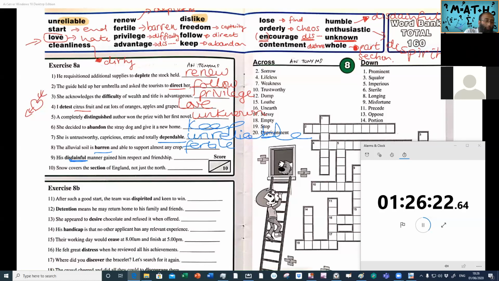His disdainful manner gained him respect and friendship. So disdainful means arrogant. What's the opposite of being arrogant? Humble. Last one, number 10. Snow covers this section of England, not just the north. Okay, section means, yeah, whole. Fantastic. Okay, lovely. Madam Aisha, your turn to jump back in.